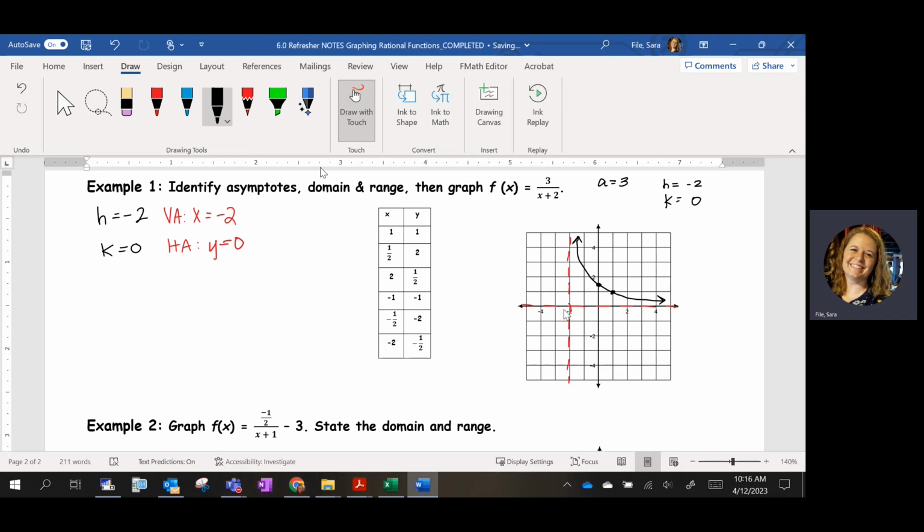Now, if I pick a point to the left of this asymptote to see, well, should the curve over here be above or below? I'm going to pick negative 3 as the x value. If I plug in negative 3 plus 2, that gets negative 1. 3 divided by negative 1 is negative 3. So that means there's a point at negative 3, negative 3. So I know that my curve must be in this quadrant here. And so then I'm just going to use the asymptotes to guide that curve and go through that point.